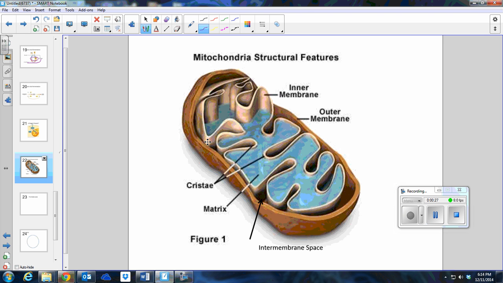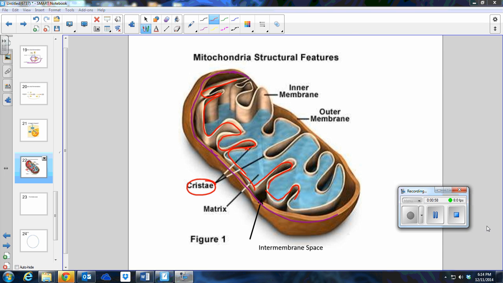Here's a picture of mitochondria, and mitochondria have several distinct features, as you can tell here. Mitochondria have two membranes. One is this darker brown membrane that I've outlined in purple here, and the other one is this inner membrane that has lots of folds. And these folds, which are called cristae, provide the mitochondria with lots of surface area in order to do lots of work on the cell or on the membrane.